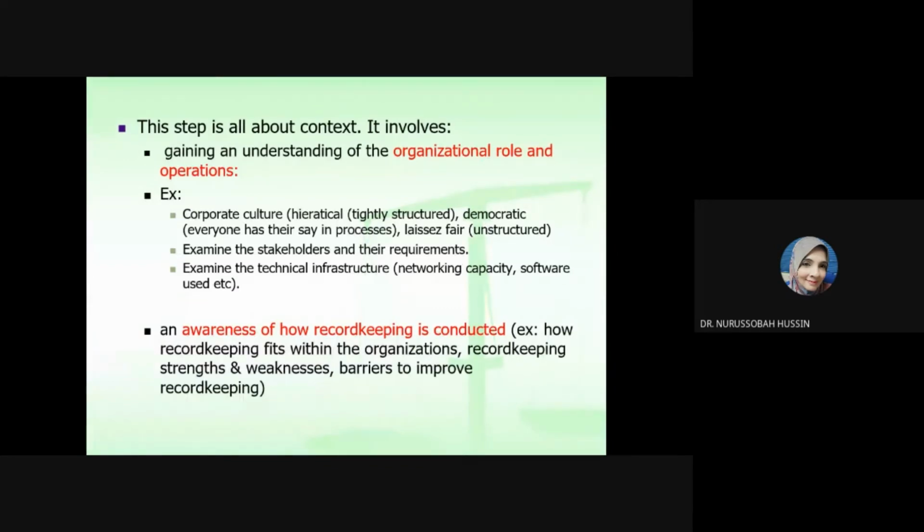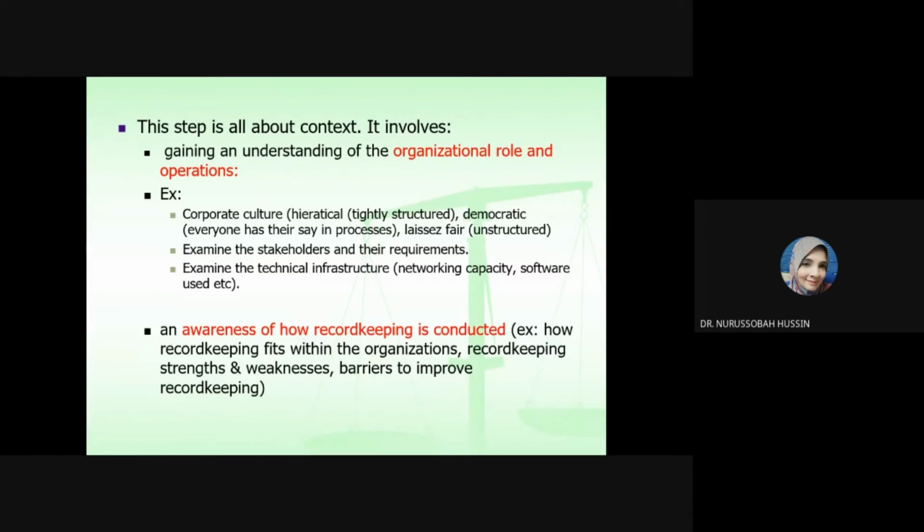Okay, and then in terms of examining the stakeholders and their requirements, because we want to cater to the needs and wants of the stakeholders, the users, and so forth. Okay, and then examining the technical infrastructure in terms of network capacity, software used, and so forth. And secondly, this is also an example, an awareness of how record keeping is conducted. For example, how record keeping fits within the organization, record keeping strengths and weaknesses, barriers to improving record keeping.